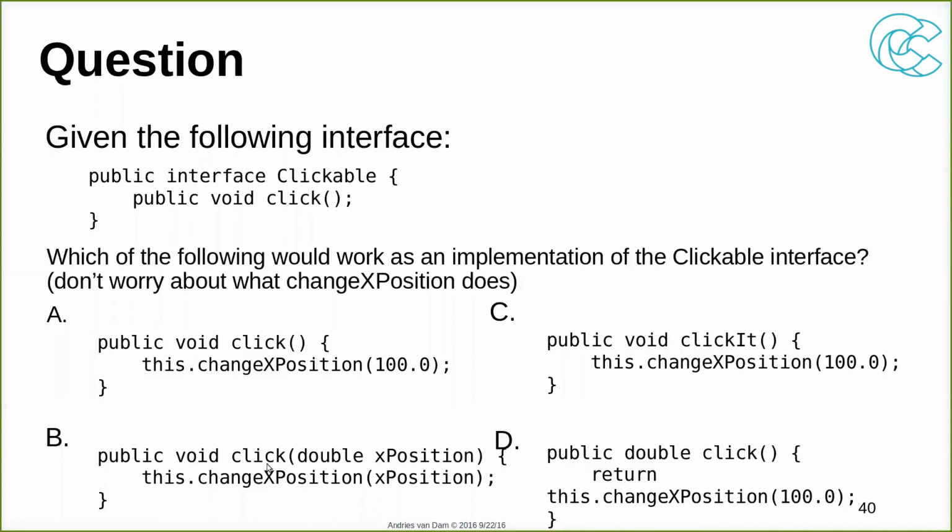If you look at B, the signature is different. You have an additional argument. And if you look at C, the name itself is different, so again the signature is different. And if you look at D, again the signature is different because you have a different return type. Here it's void, so it's not returning anything, but here it's double. So the correct answer is A. You are right.